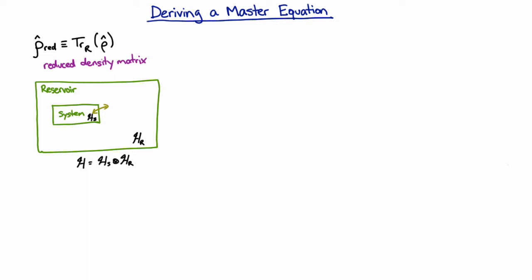Let's have a go at actually deriving a master equation. So we'll start off where we've got a system and a reservoir, and the Hamiltonian for the combined system is of course going to be the Hamiltonian for the system plus the Hamiltonian for the reservoir plus the interaction.